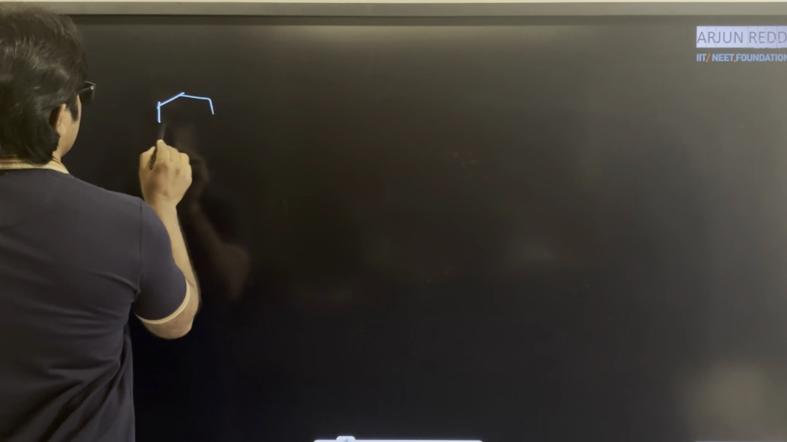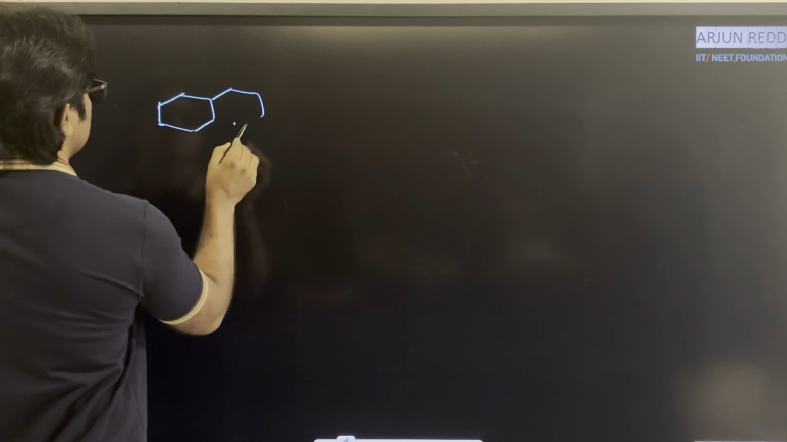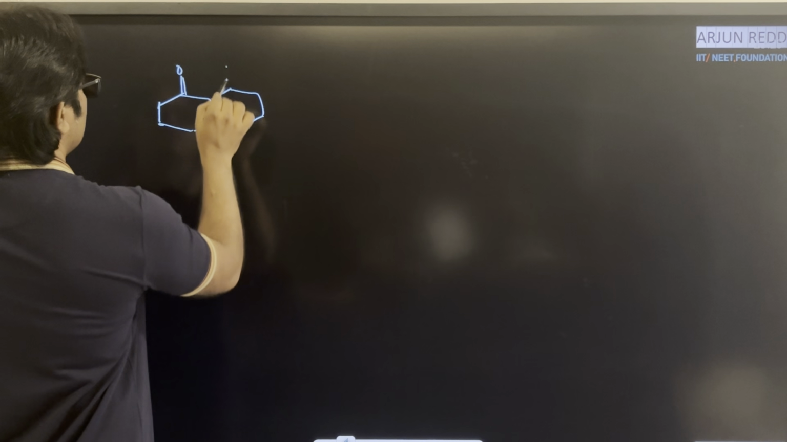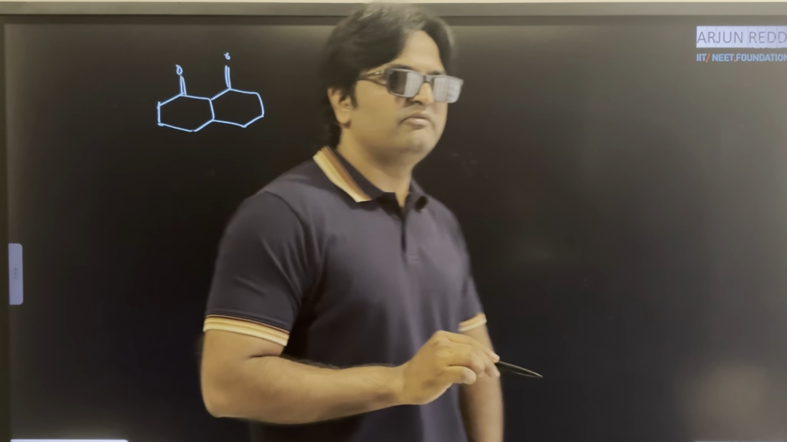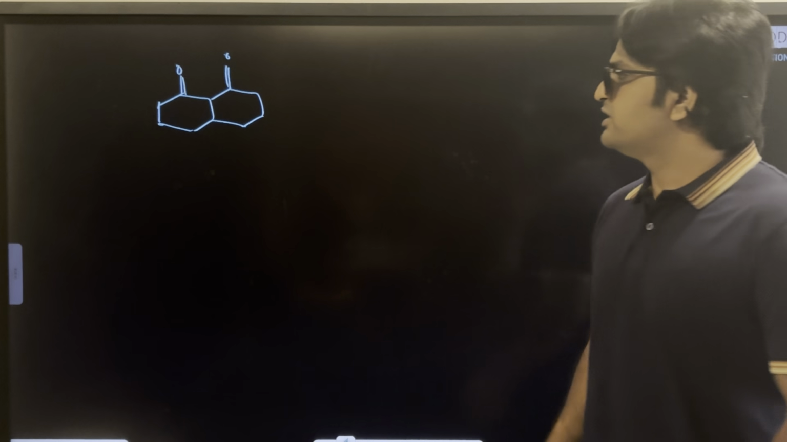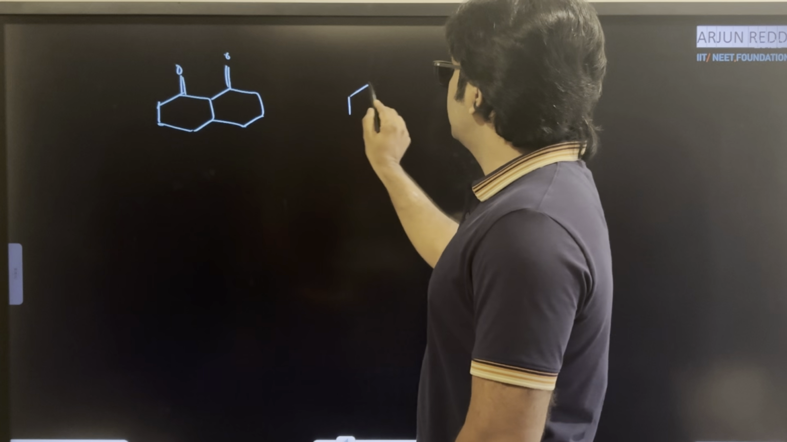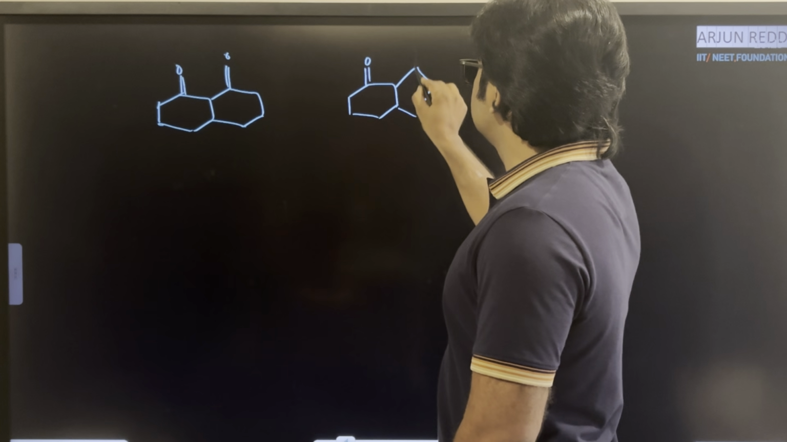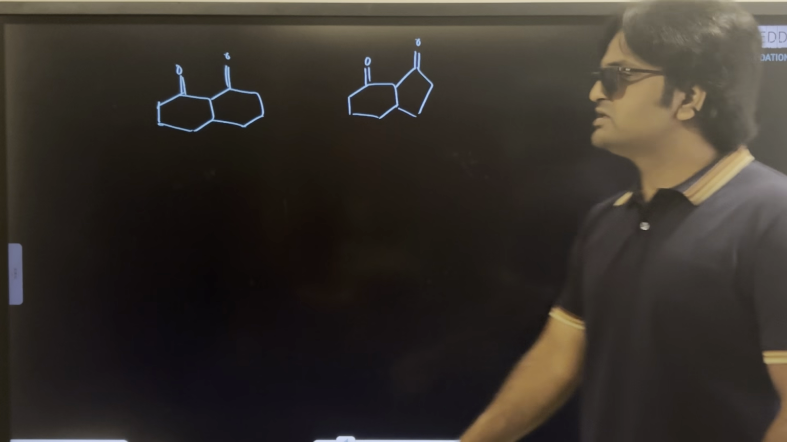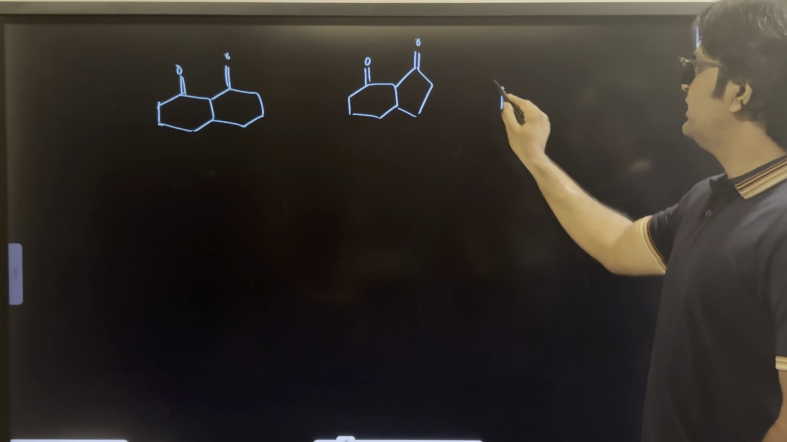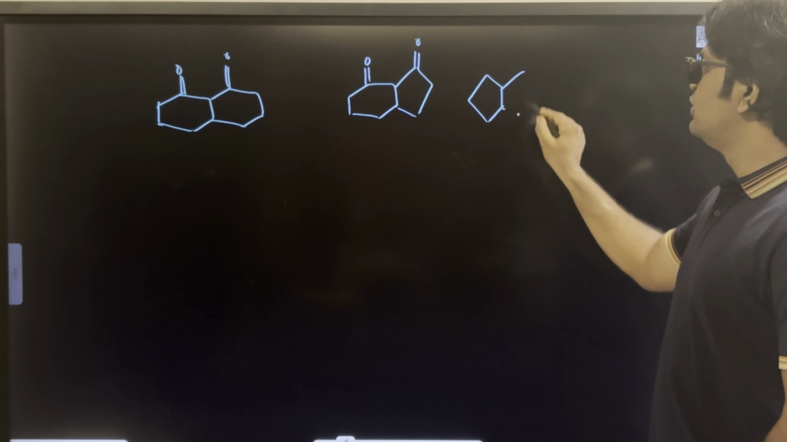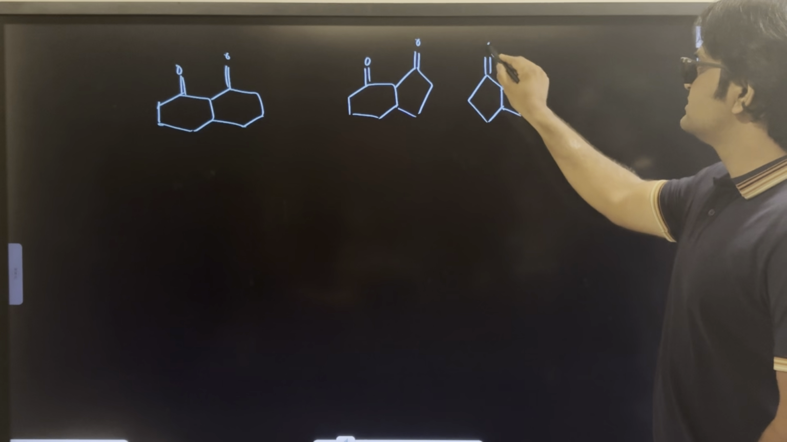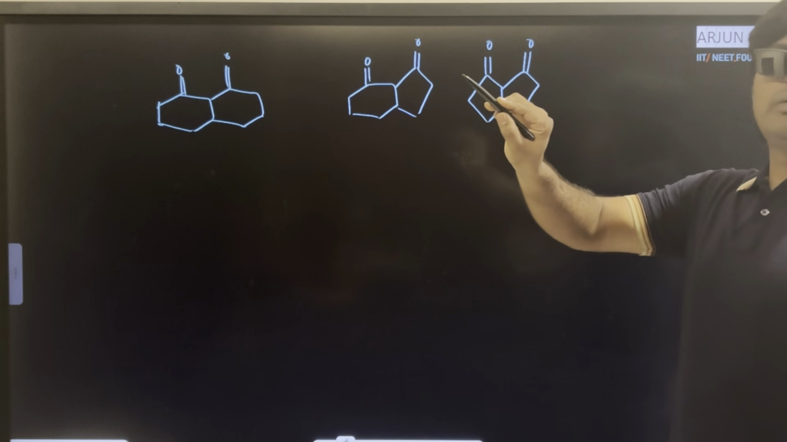Here our question is, ketones are what given? 1,3 diketones. This is my first compound, double bond O, double bond O. In the first compound they are giving a combination of 2 six-membered ring systems. Next, in the second compound they are giving a ketone and a right hand side 5-member ring system with C double bond O. This is our second compound. And let us come to the third compound. Here two 5-member ring systems are given, C double bond O, again C double bond O.